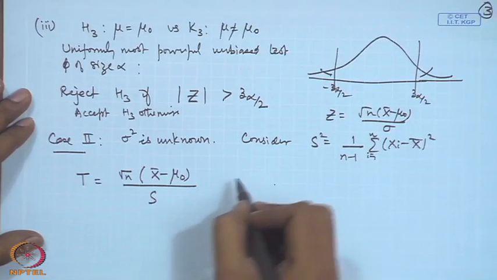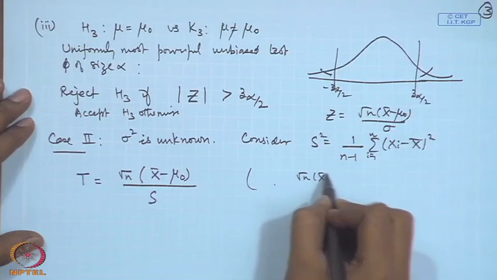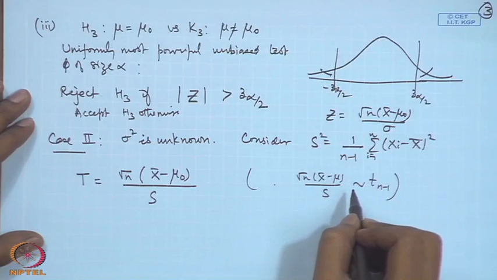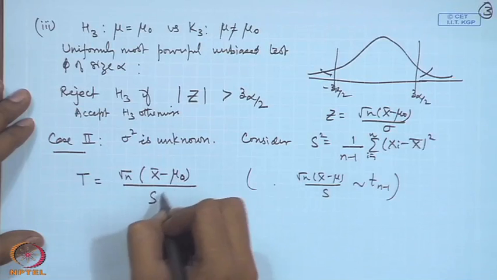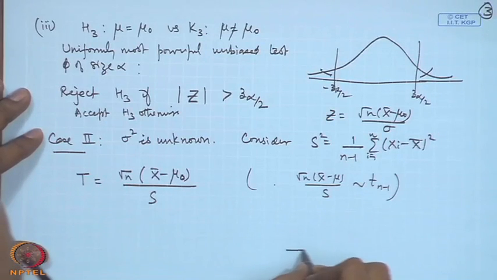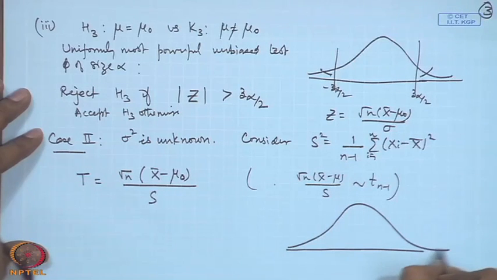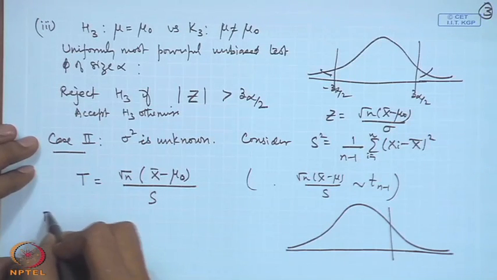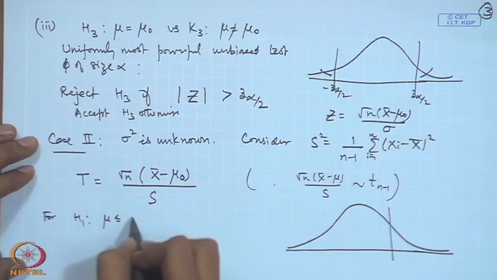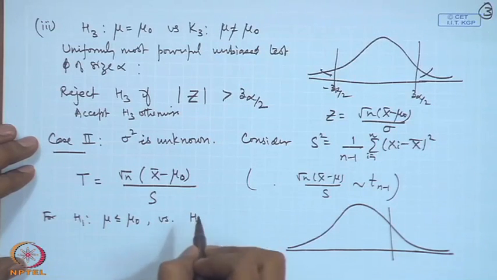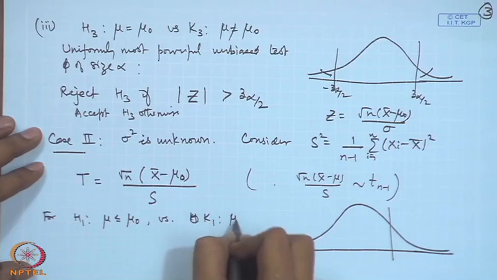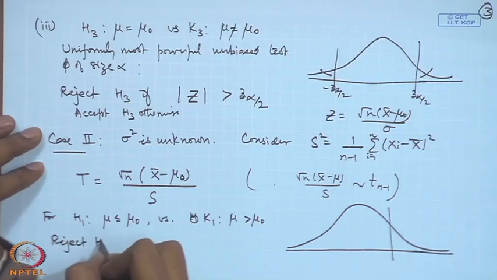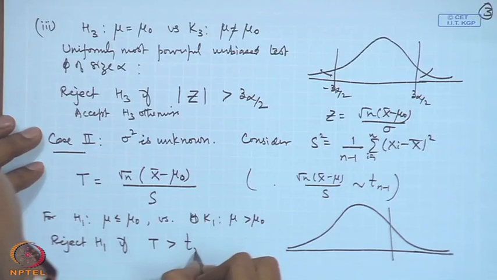So, if we consider say root n (x bar minus mu) by s, then that follows t distribution on n minus 1 degrees of freedom as we have seen in the confidence interval problem. So, if we consider this mu replaced by mu naught, then the test statistic will be following a t distribution and we can consider the problems. So, for H1 mu less than or equal to mu naught against say K1 mu is greater than mu naught, then we will have the test as reject H1 if t is greater than t n minus 1, alpha.